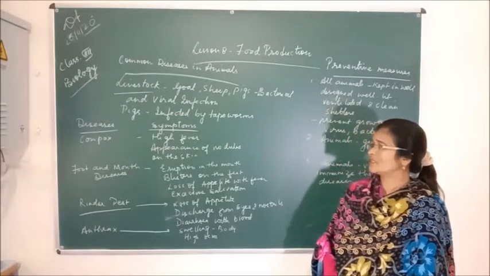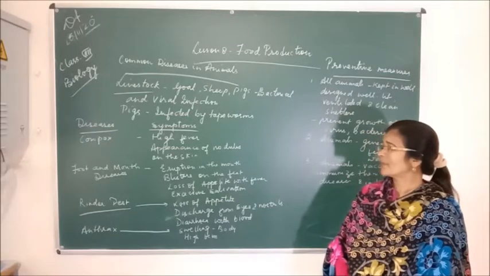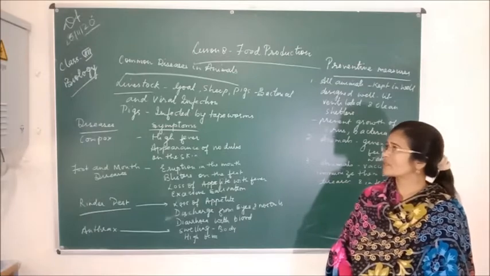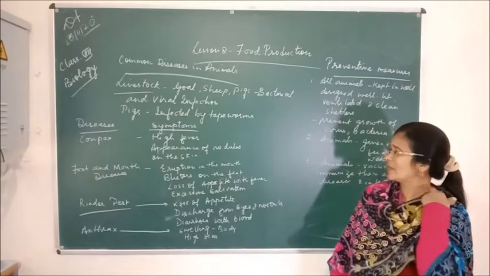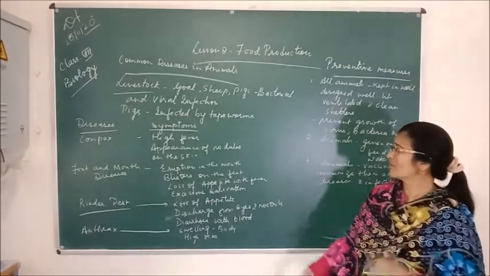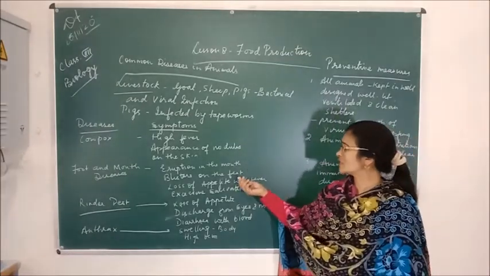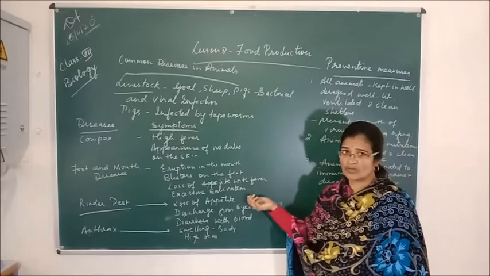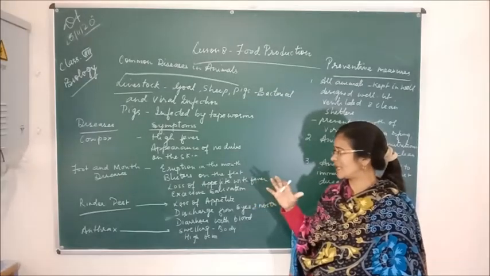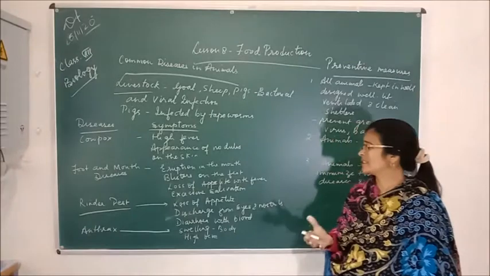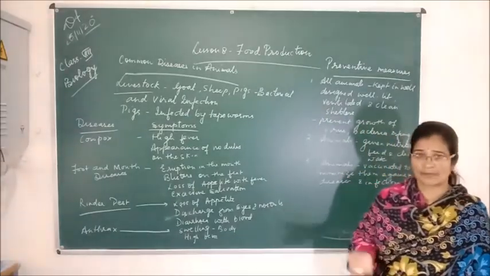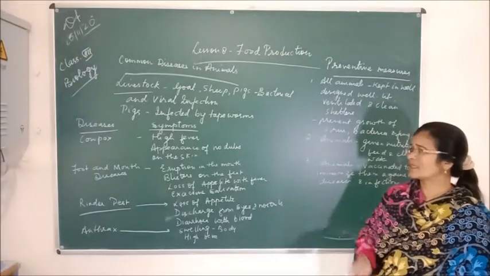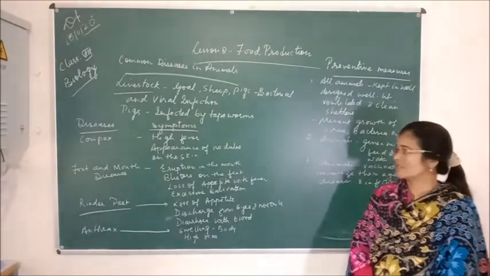Another disease is foot and mouth disease, and this also happens in animals, especially cattle, pigs, cows, and sheep. There is an eruption in the mouth. The symptoms are blisters on the feet, loss of appetite with fever, and excessive salivation. Means the animals salivate more, and there is a loss of appetite. Blisters appear on the feet. So we can see these types of symptoms in foot and mouth disease.